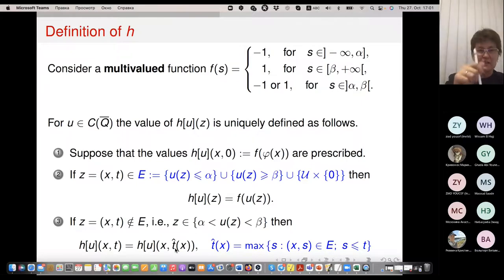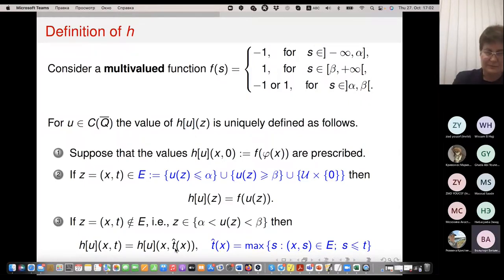Yeah. So in fact, you see, I have just tried to draw the following picture. I have X and I have T. And I consider a point (x,t). I know that for this point, the value of u is in between alpha and beta. Right. And t is not zero. Otherwise, I know it by item two. I fix this x, and I just slide down along the time interval from (x,0) to (x,t).